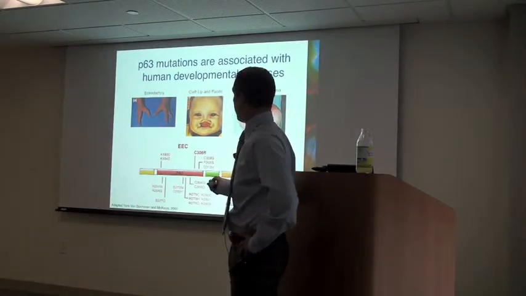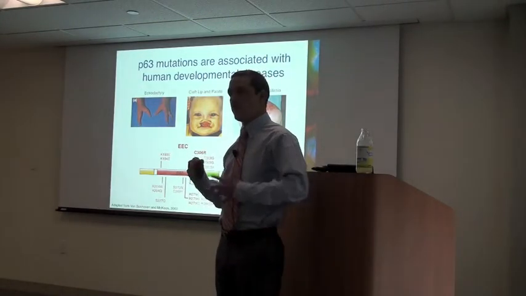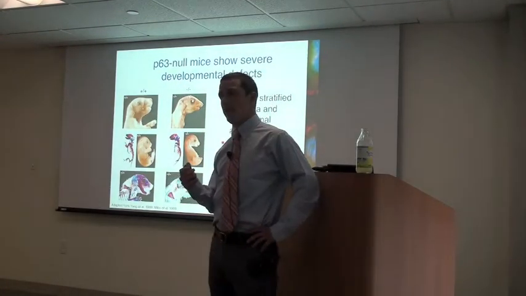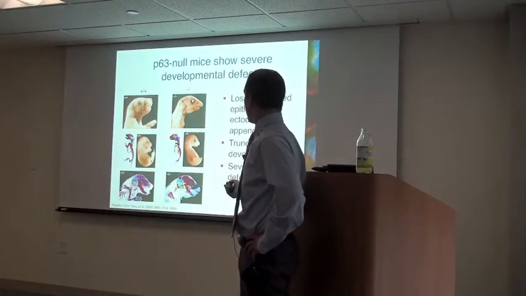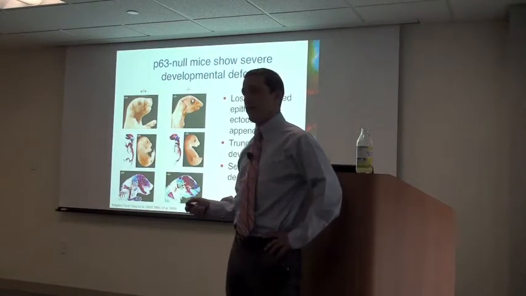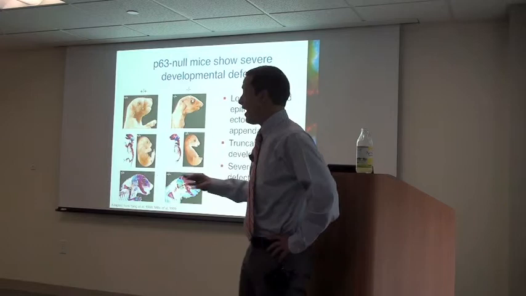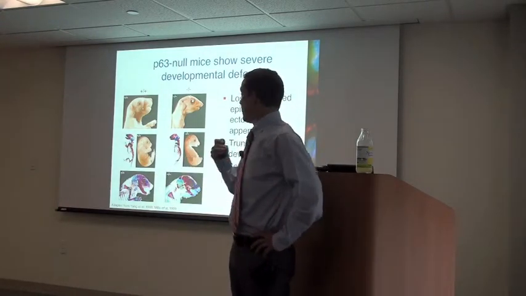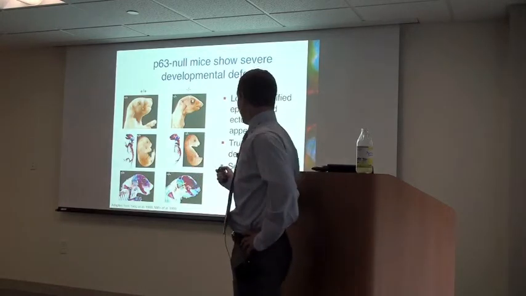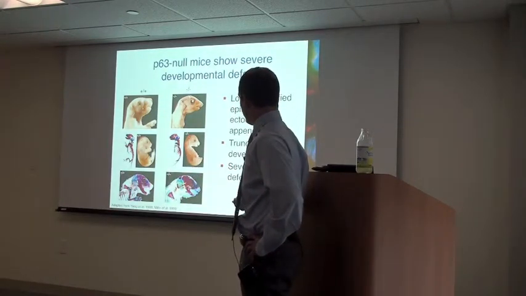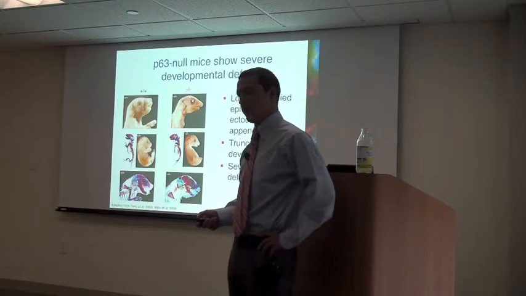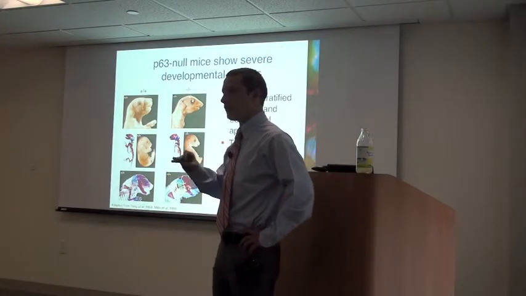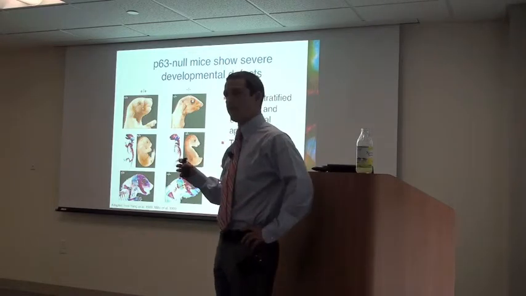These phenotypes are generally more or less recapitulated in the P63 null mice, which exhibit early postnatal lethality due to a complete absence of all stratified epithelium, so no skin whatsoever, and ectodermal appendages such as the hair, mammary glands, the teeth, the nails, in addition to truncated limb development and severe craniofacial defects. So it is more than clear that P63 is absolutely essential for proper development.